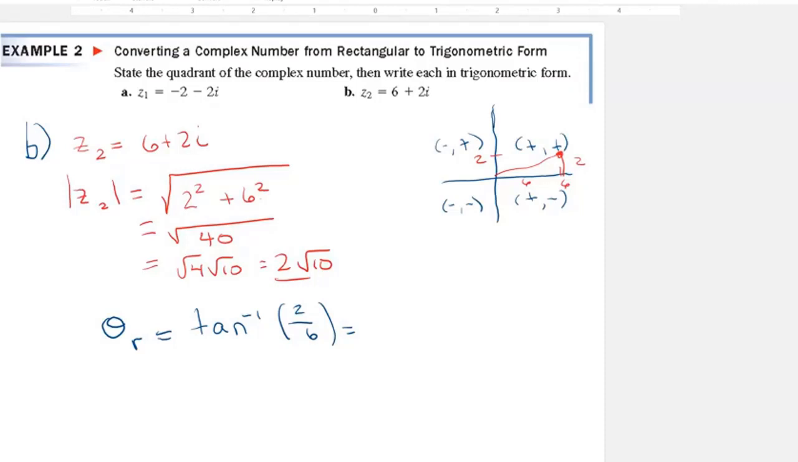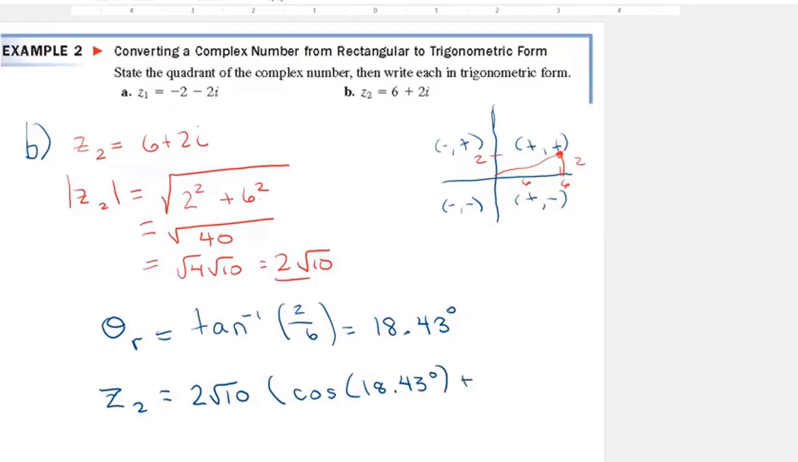And that is something that I would not know the angle for. I don't believe you would either. So I'm going to have to get my calculator out. I get 18.43 degrees. I would write this in the form of Z2 is equal to 2 times the square root of 10 cosine of 18.43 degrees plus i sine of 18.43 degrees.